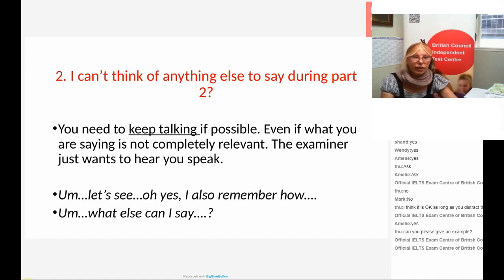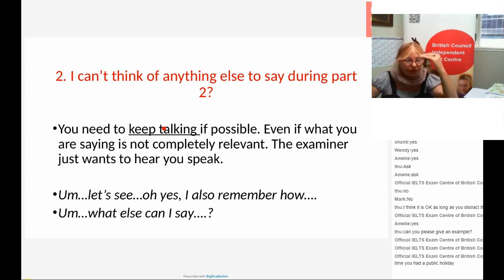Now, when I'm talking about irrelevant things, your question may be to talk about a festival, and then you start talking about something you did the last time you had a public holiday. This is okay. So what I'm saying is, to go back, it is important to keep talking. This is the most important thing. If you can't think of anything to say about the topic, it doesn't matter. Keep talking, even if it is slightly off topic. Okay. Do you all follow? Yes.